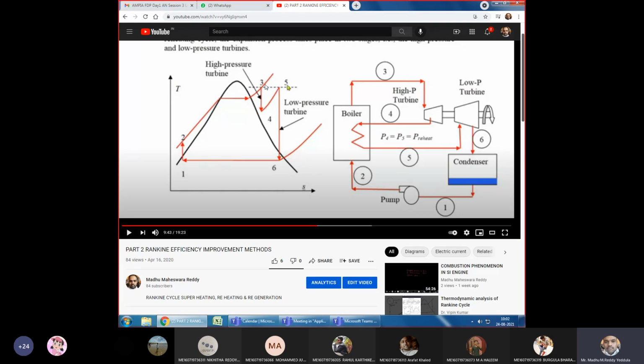If you see, we are adding the heat in two ways, that is 2 to 3 as well as 4 to 5. Therefore heat supplied is equal to H3 minus H2 plus H5 minus H4, and work done by the turbine is H3 minus H4 plus H5 minus H6. Therefore efficiency is equal to work done divided by heat supplied, right? So therefore you will get the efficiency of the cycle.